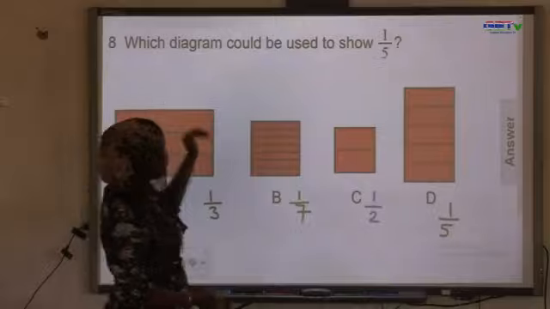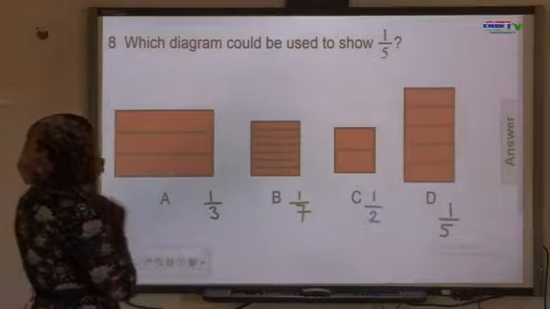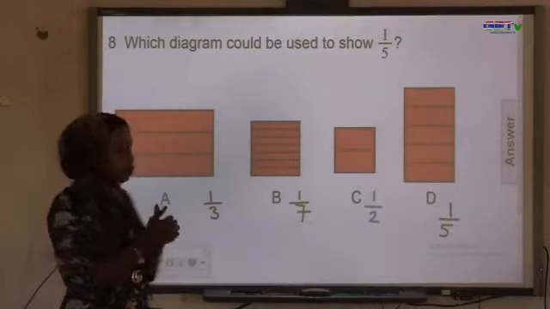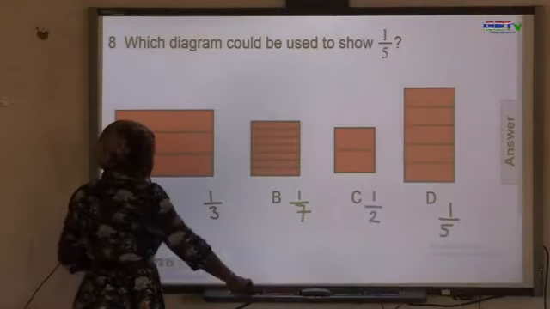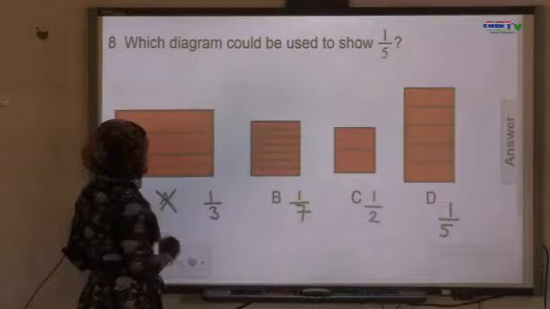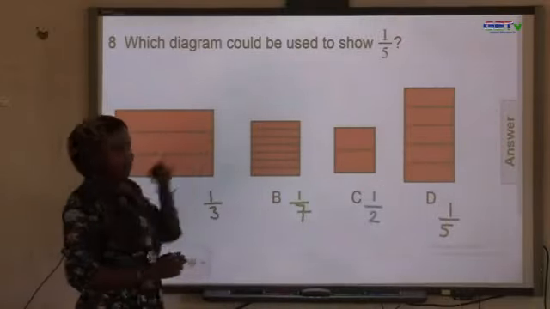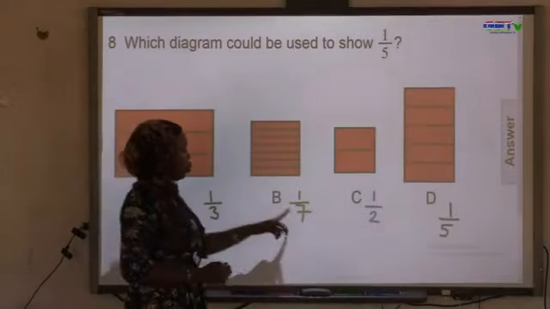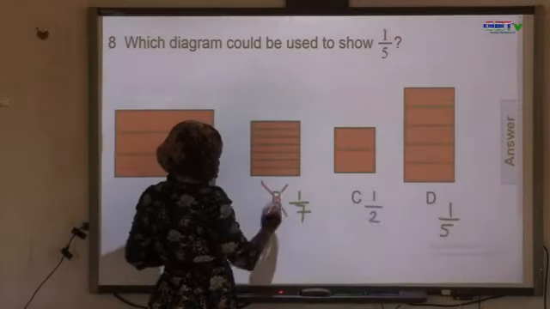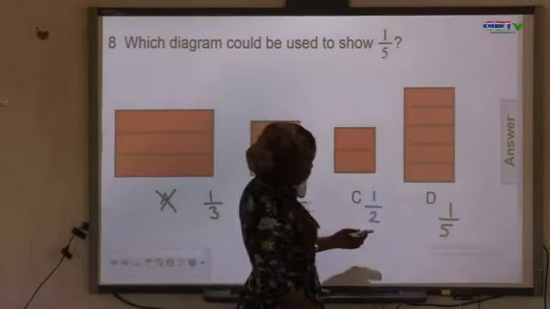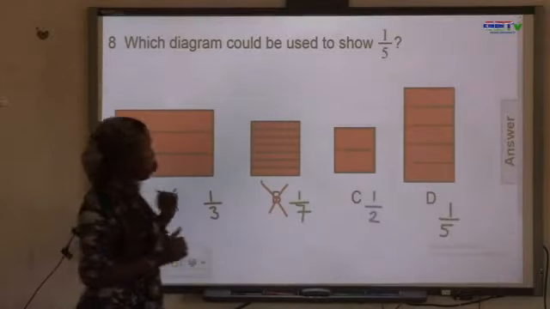Now let's go back to our question, which says, which diagram could be used to show 1/5? If you look at option A, it is showing 1/3, which is not what we are looking for, so it's out. How about option B? It is showing us, no, it is showing us what? 1/7. So automatically option B is out. How about option C? It's showing us half. Is that what we are looking for? No.